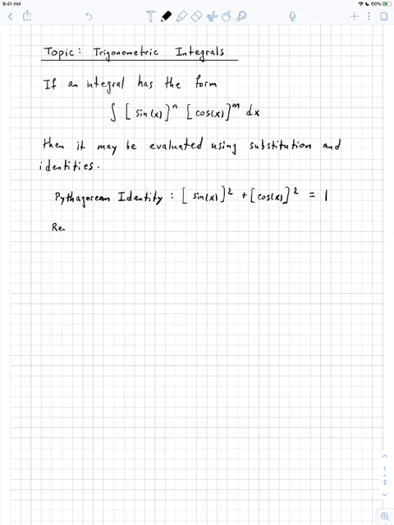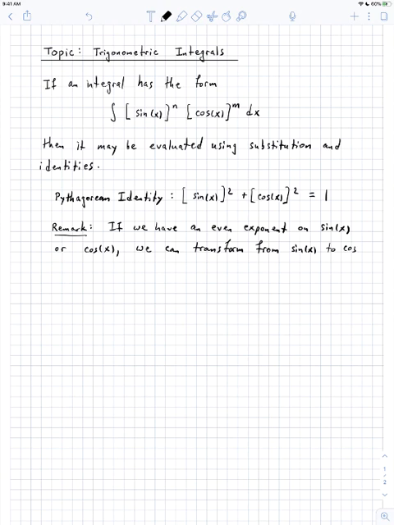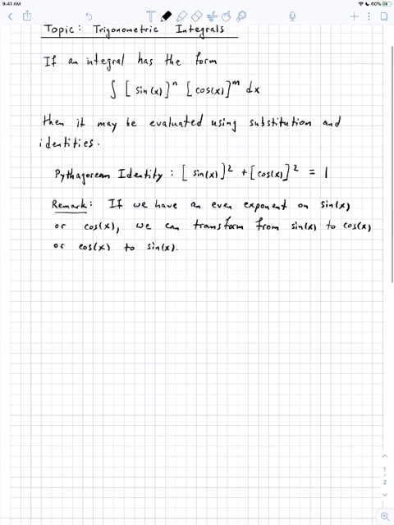So remark, if we have an even exponent on sine x or cosine x, we can transform from sine to cosine, or the reverse, cosine to sine. Let's look at an example so we can be more precise about this.